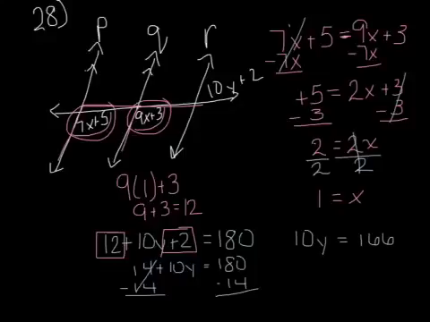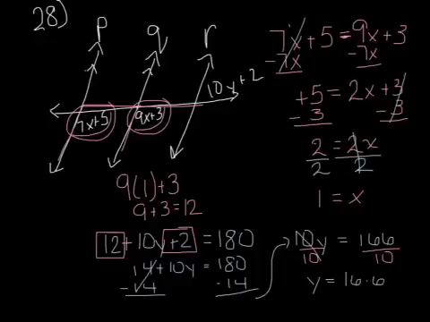Now what? Divide both sides by 10. Why am I dividing by 10? Because that's the number in front of the y. And since those are multiplied, I do the opposite, which is division. Good job. So I have y equals 16.6. Does that answer my question now?